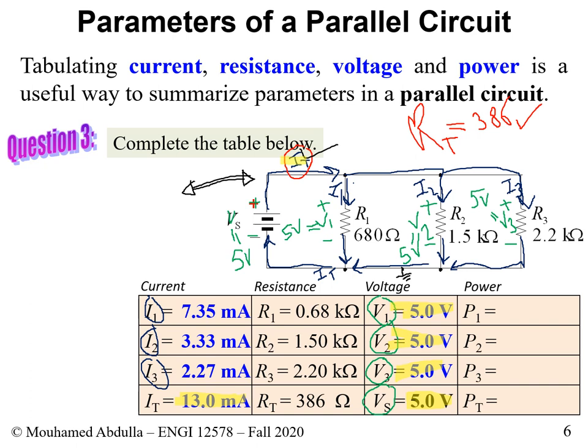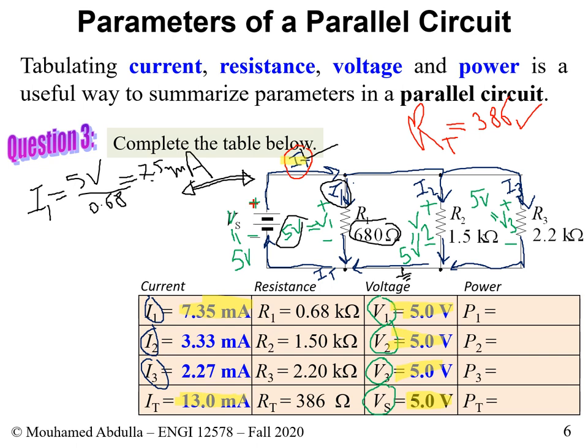We have the voltage here, right? So we know the voltage for resistor 1 is 5 volts. We also know the value of the resistor is 680. We could certainly find the current here, I1. Using Ohm's law, I1 is equal to the voltage, 5 volts, divided by the resistance, 680. We could write it as 0.68K, so 5 divided by 0.68 gives us 7.35 milliamps. So this is also great. We found this one here.